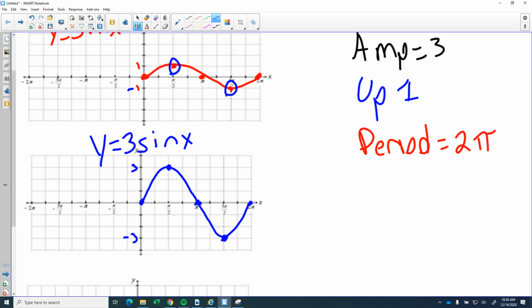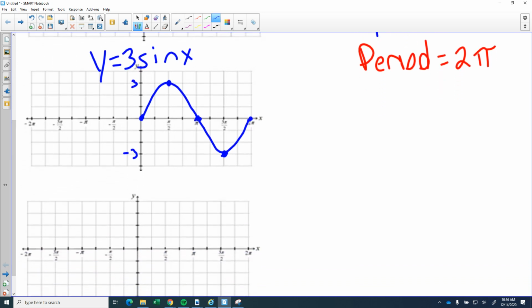So notice how my values really aren't changing. I still have those 5 coordinates that I focus on, knowing that sine starts at 0, and then goes to 1, back to 0, to negative 1, back to 0. So that amplitude is just affecting that original value.